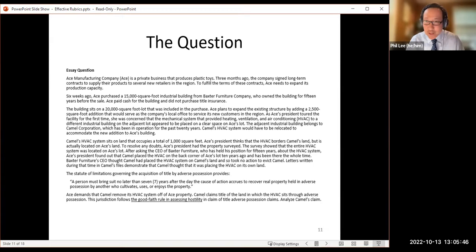So please don't even try to read this. The font is very small, but this is an actual essay practice, and it's very similar to what I would ask on my midterm or my final exam if I had an adverse possession question. Next slide.